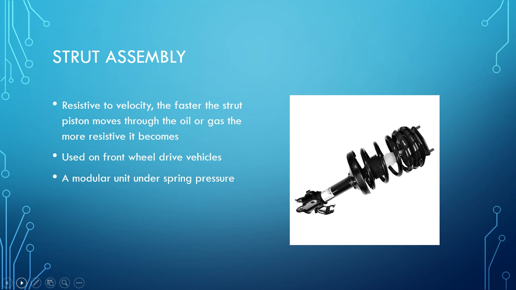The strut itself is resistive to velocity, and the faster the strut piston moves through the oil or gas, the more resistive it becomes. Used on front-wheel drive vehicles specifically. There are some all-wheel drive vehicles and some of the European models that will have four-wheel strut, McPherson strut setups. It's a modular unit under spring pressure. Never release the upper mount nut that secures the strut together and compressed with the springs without decompressing the spring itself. We'll be talking about that in the next few slides as well.